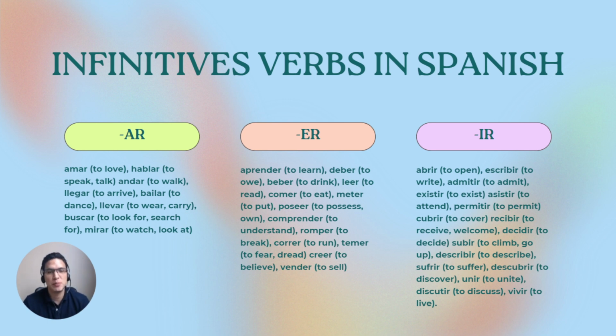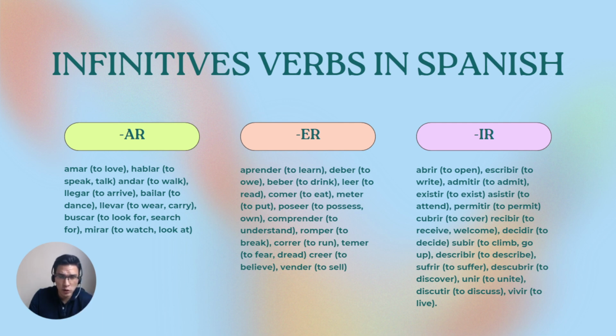Infinitive verbs in Spanish. The verb in its basic form represents the concept of the verb without indicating any specific action. In English, all infinitives include the word to, such as to sing, to eat, to live, etc. In Spanish, all infinitives end in AR, ER, and IR. So the infinitive verbs in Spanish are divided into 3 groups: AR, ER, IR.